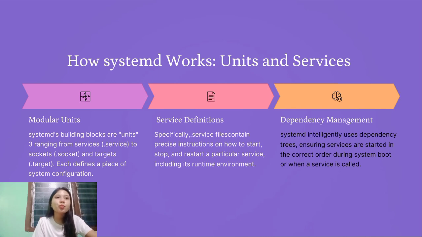How systemd works: units and services. There are three parts. First is modular units. The second one is service definitions. The third one is dependency management. In modular units, systemd's building blocks are units, ranging from services, sockets, and targets. Each defines a piece of system configuration.